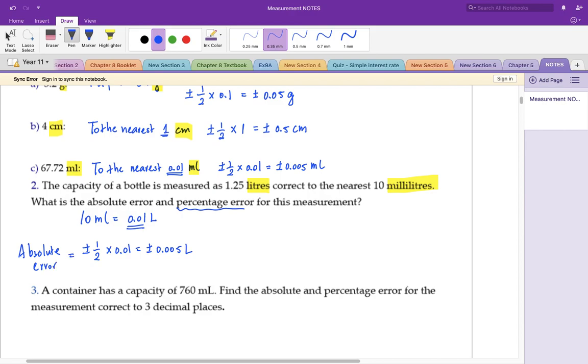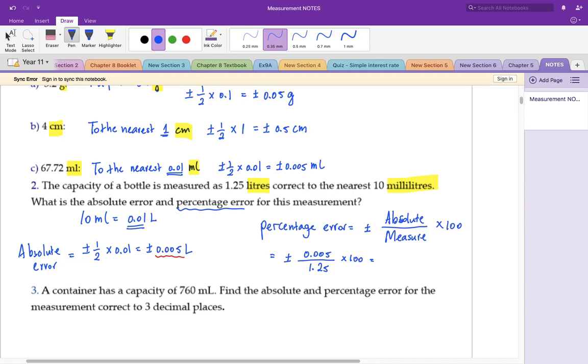And then we also know percentage error is equal to plus or minus absolute error on the top, that's just the formula, over the actual measurement, times it by 100 because it's a percentage. So now you have plus or minus 0.005. So in your formula, you just use the numerical value. You don't put in the plus minus because there's also already the plus minus in the front, right? Over 1.25 times this by 100.